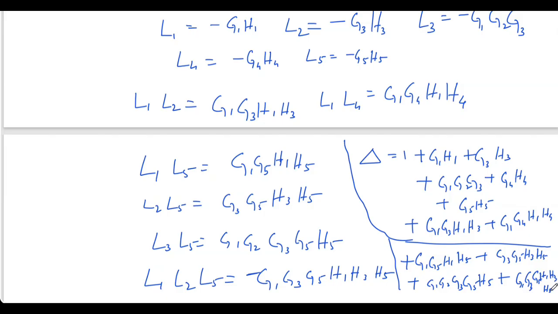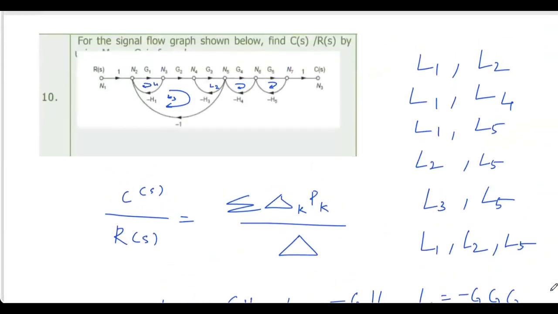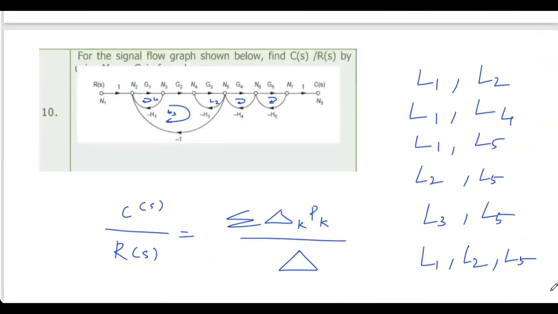How many forward paths are there? Only one forward path, and all loops are touching it. So delta 1 is 1, and P1 is G1 G2 G3 G4 G5.